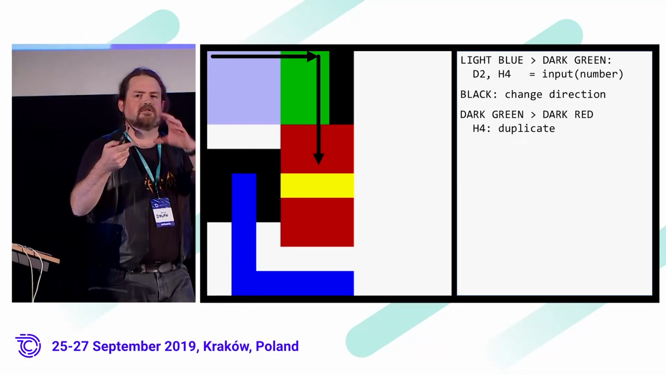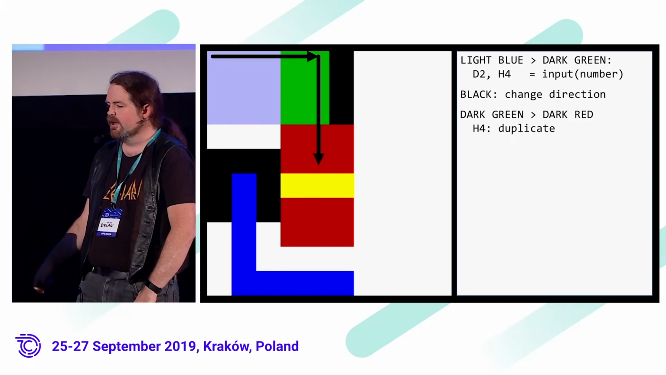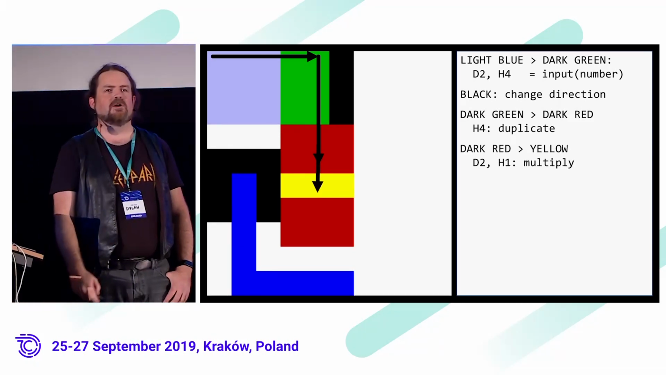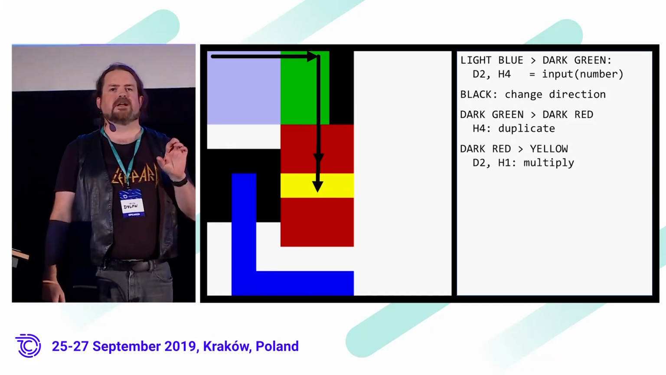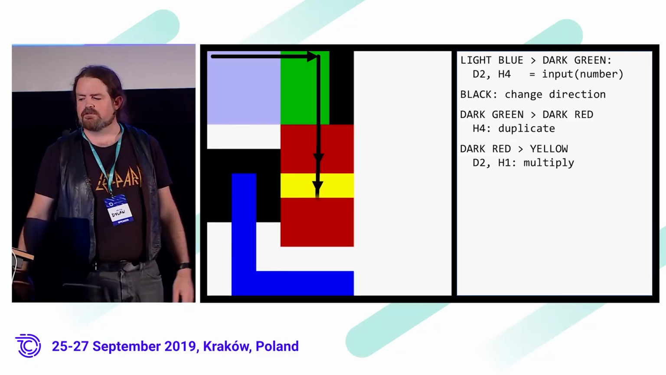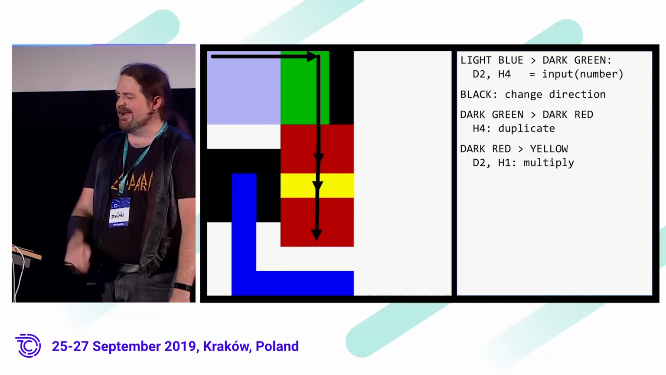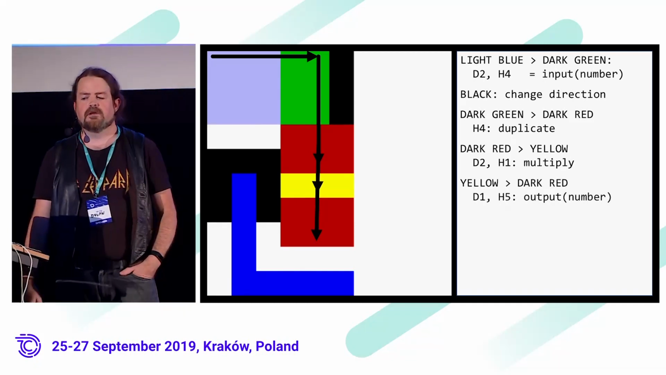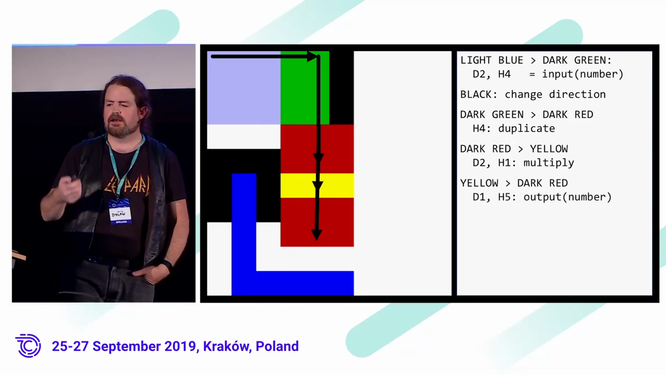When it passes from green into red, that says duplicate. Take the value that's on the stack and duplicate it into the next thing. When you cross from red into yellow, that means multiply. Pop the top two values off the stack, calculate their product, put that back on the stack. We cross from yellow back into red, that is an output instruction. Print out the result of squaring that number.